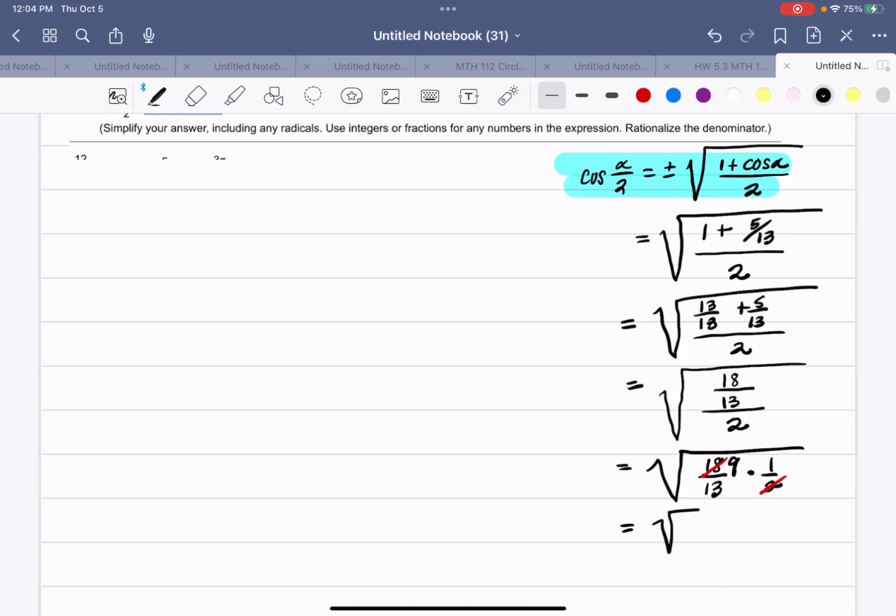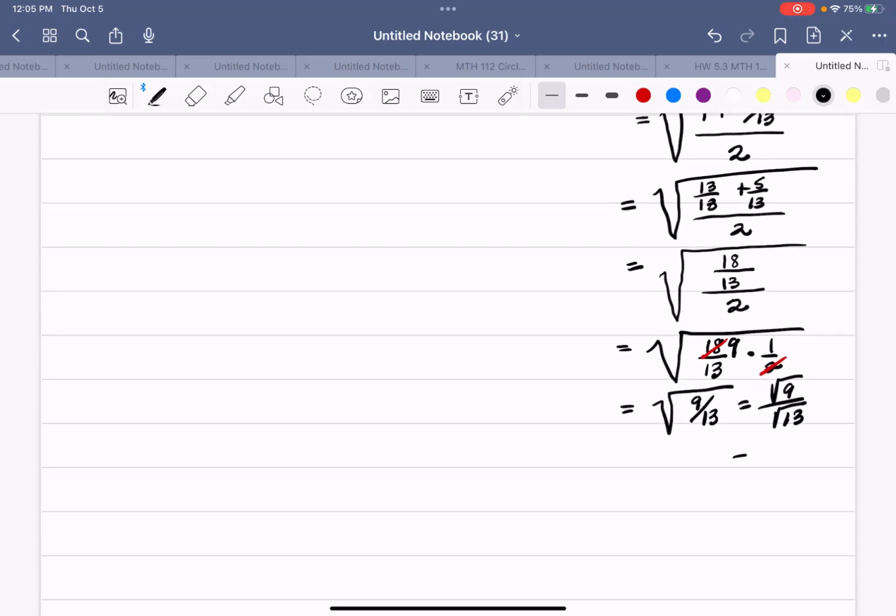So it's the square root of 9/13. That's the square root of 9 over the square root of 13. The square root of 9 is 3, so 3 over the square root of 13. And of course, they don't want me to leave a radical in the denominator, so I'll multiply the top and bottom by the square root of 13 to get my final answer of 3 square root of 13 over 13.